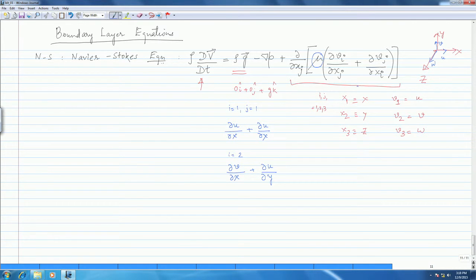So if you continue to do this, since I'm doing this, let me do the other also. I is equal to 1 and j is equal to 2. If I do that, then what do I get? I is equal to 1, so this is del u del y plus del v del x, right. So that's what it basically boils down to. These terms that I have written are basically within this bracket, right.